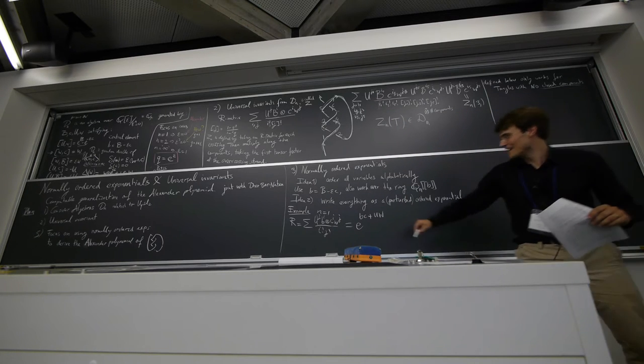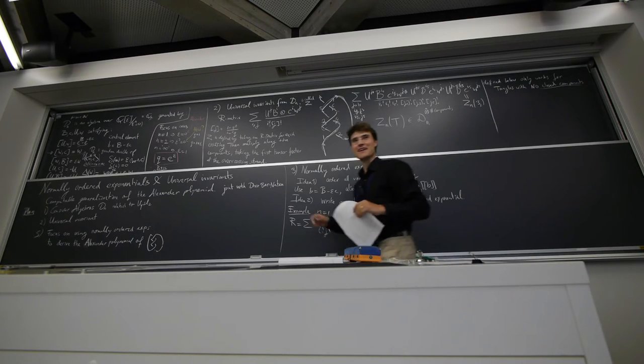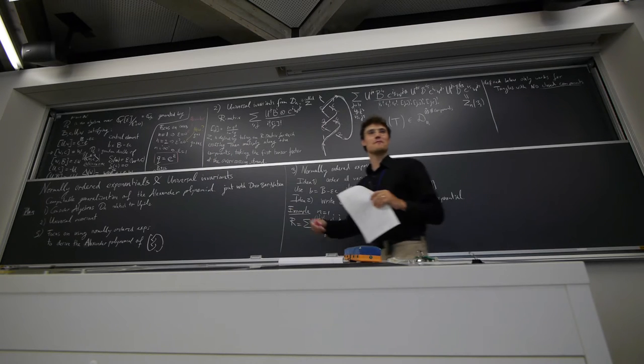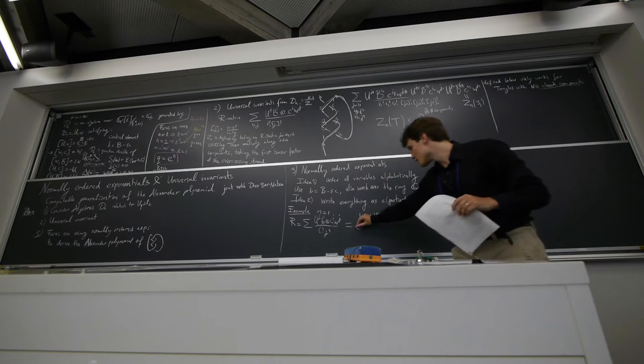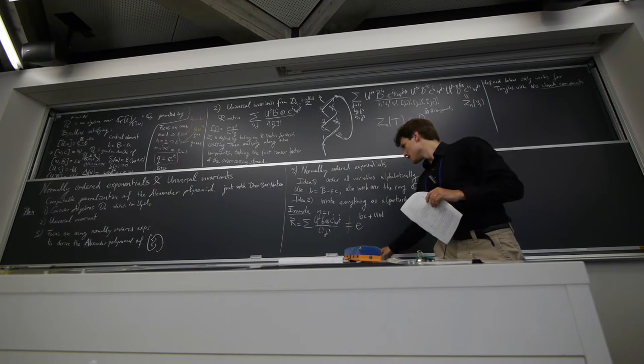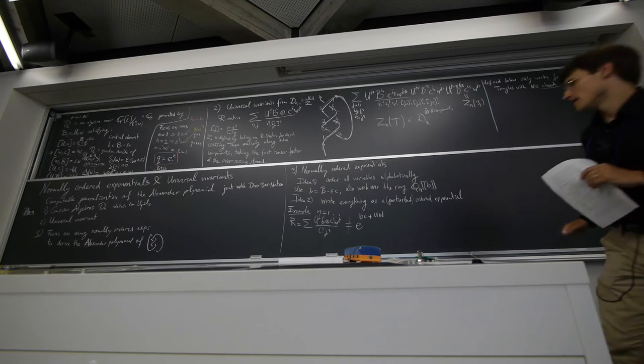This is not equal, right? This is not equal, and that's the whole point of ordered exponentials. So I want to make a theory of expressions for which this is not equal to that. So wait, you've changed that to little b? I apologize.